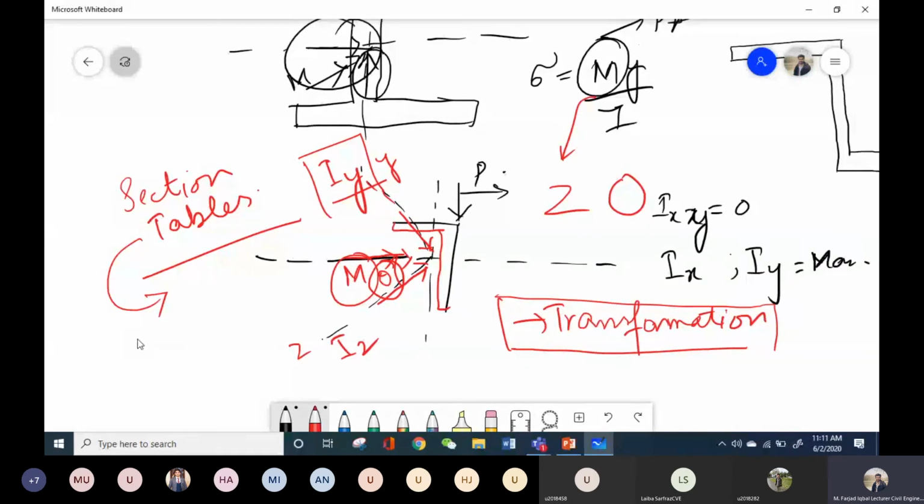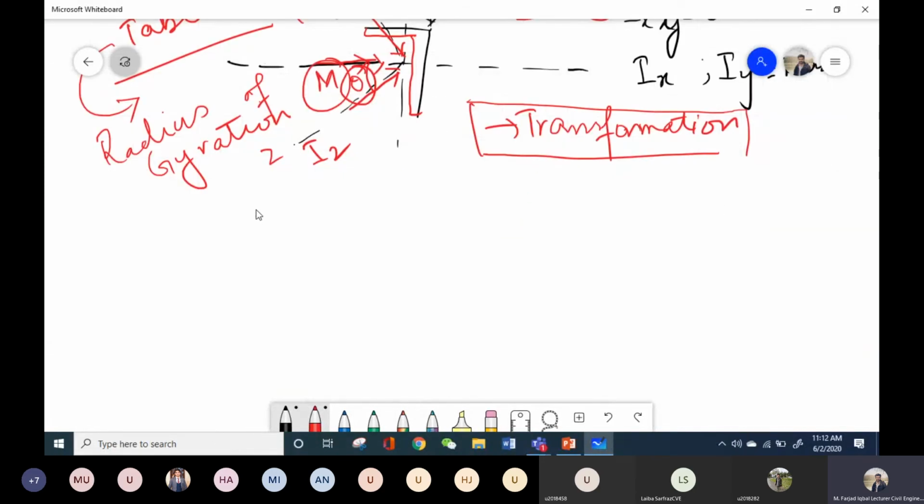And another method is using the radius of gyration. In some of the section tables, the direct values of the moment of inertia are not given, but we have been provided with the values of radius of gyration. Basically, radius of gyration, you already know, is the property to relate the moment of inertia and the area. So this radius of gyration is different for different axes.